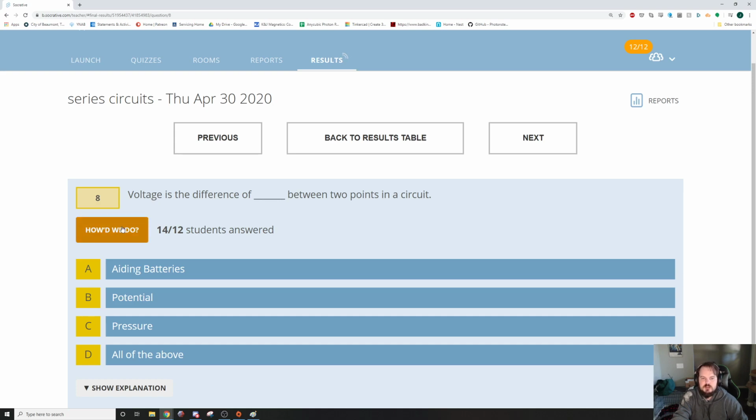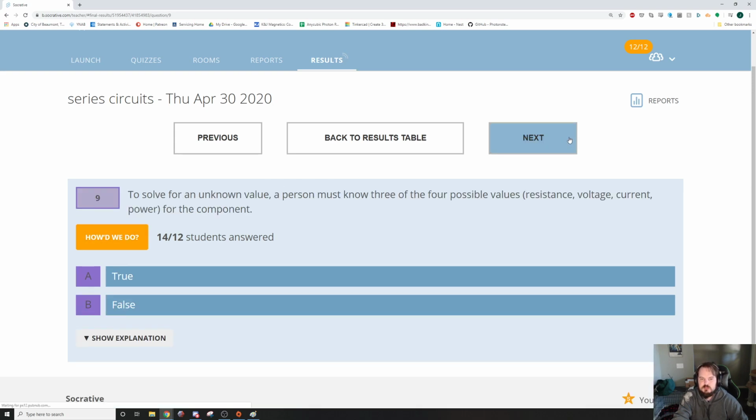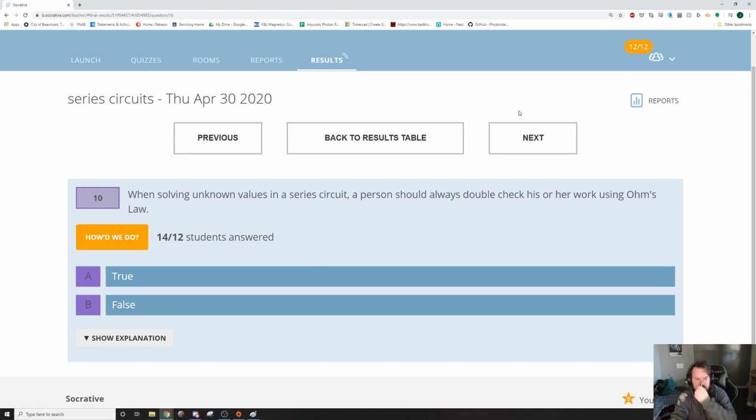Voltage is the difference of potential. We already covered that in so much depth, right? Just so incredibly much depth.